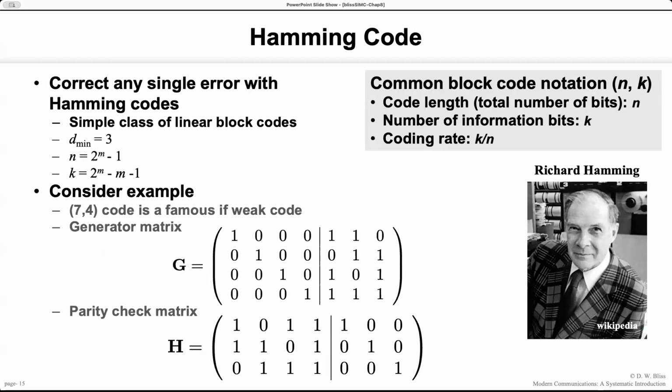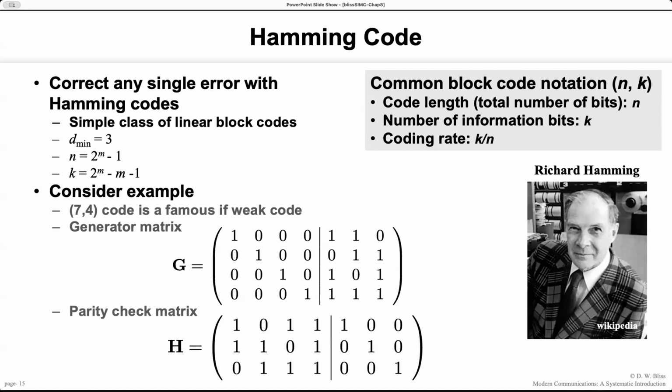An early class of systematic linear block codes are Hamming codes. The nice thing about the structure of Hamming codes is that they are guaranteed to correct any single bit error, and they do that by having a d-min of 3. There's a whole bunch of them, and they have a particular size depending on the number of information bits.